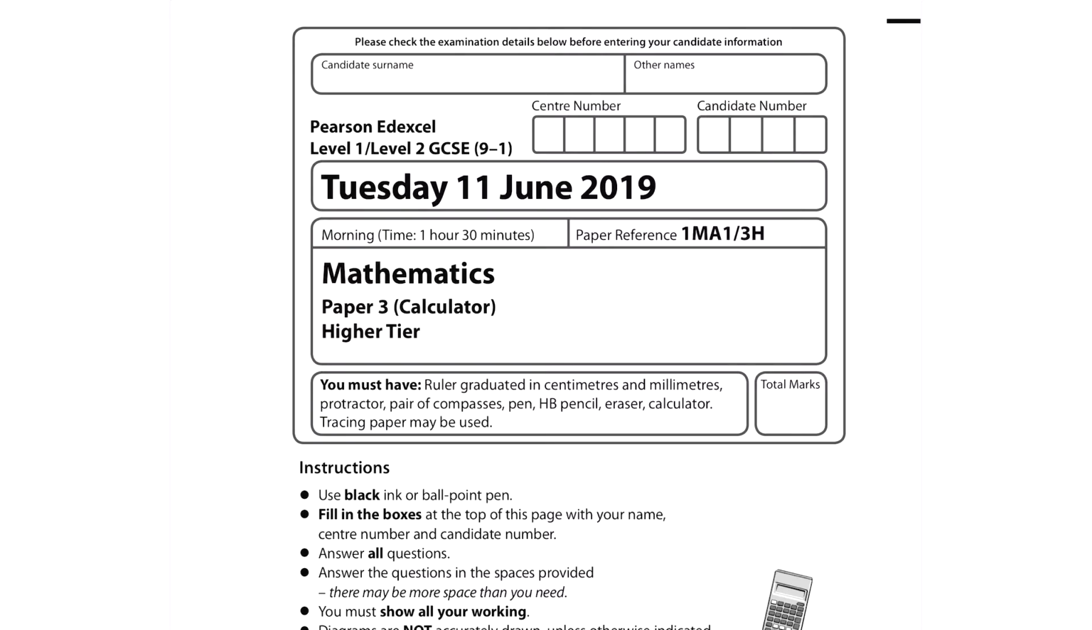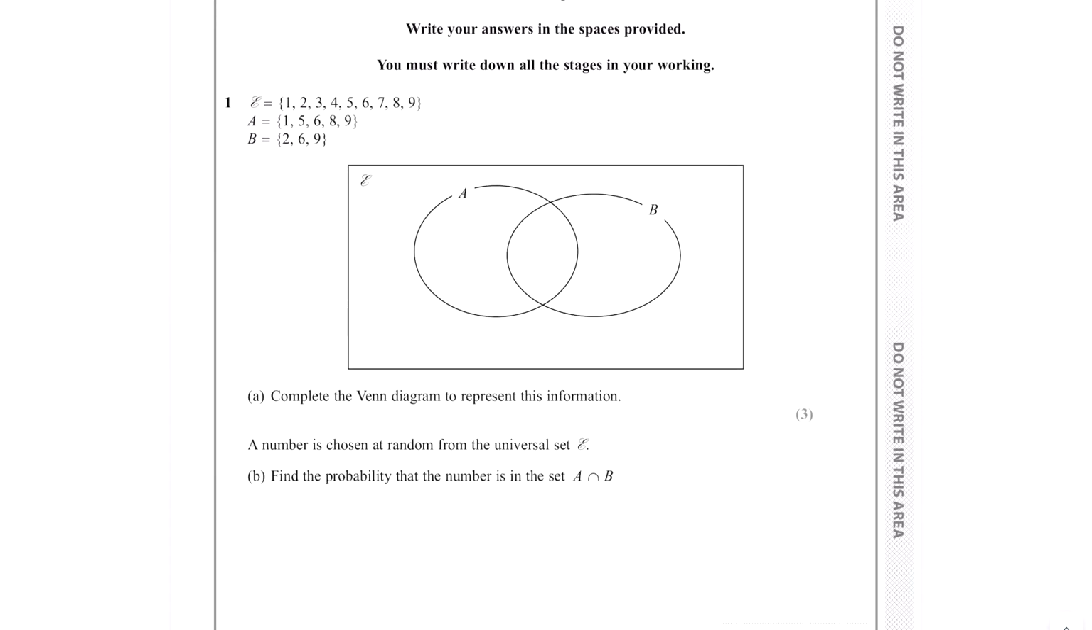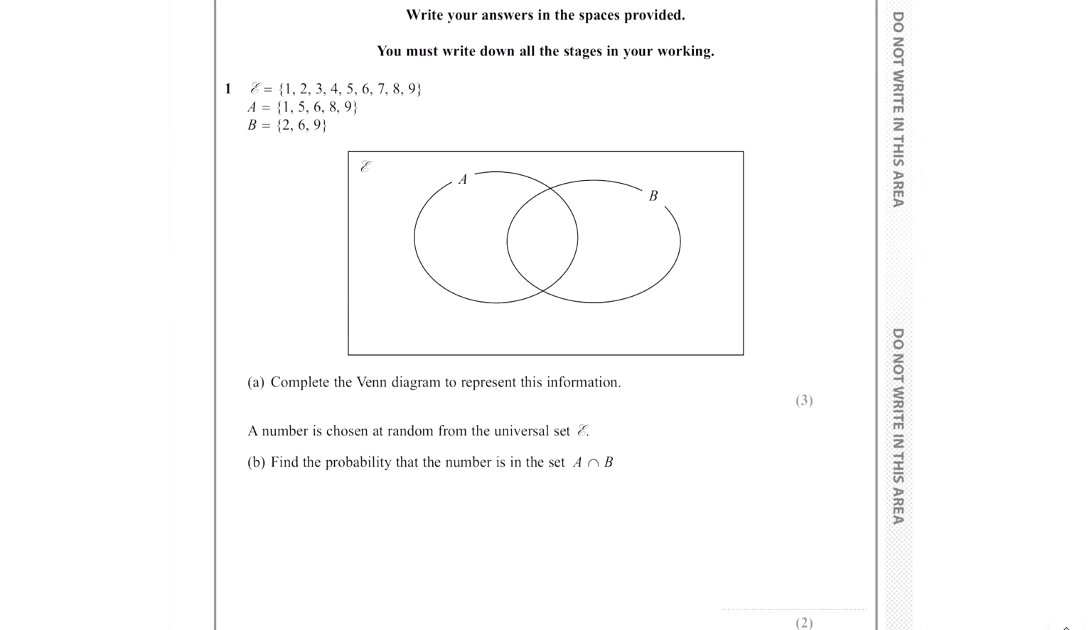In this video, I'll be going through the June 2019 paper 3, so let's make a start. Question 1, we have a Venn diagram. This first bit here, that's called the universal set. So that's all the values that go outside.